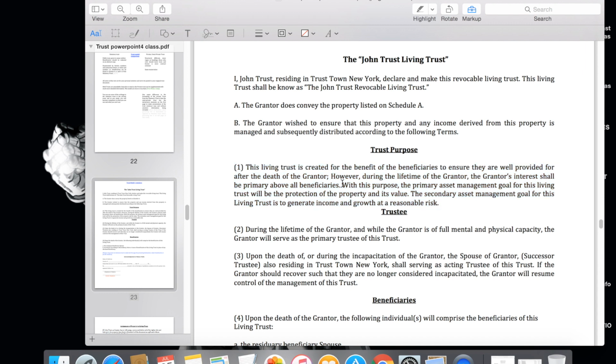So we see that the primary goal for this trust is the protection of the property and its value. Now, this is an asset protection trust basically, because the grantor is clearly stating that although a trust, an irrevocable trust, and most trusts in general are to provide for the beneficiaries, most grantor trusts are basically just alternate accounts for grantors or for people to manage their assets through a different entity.